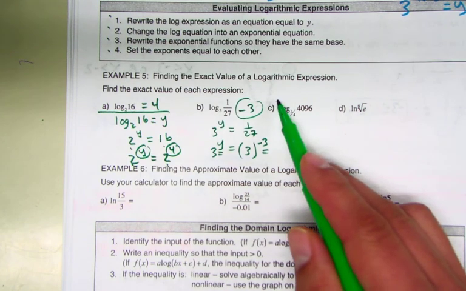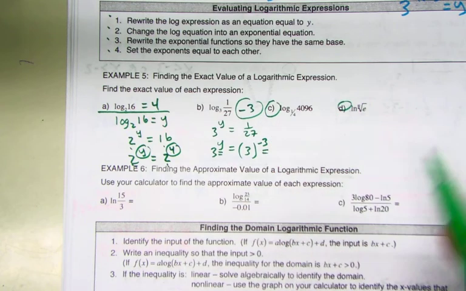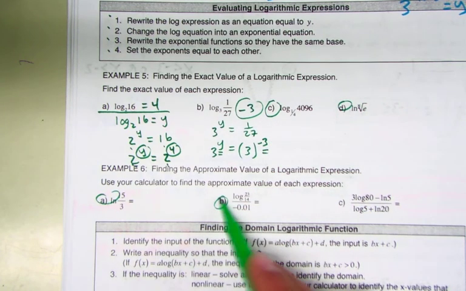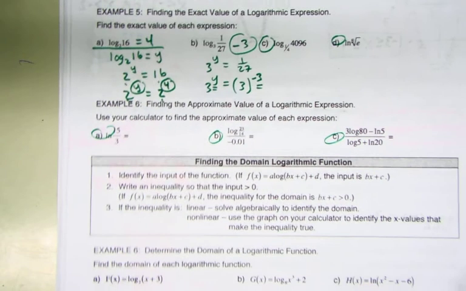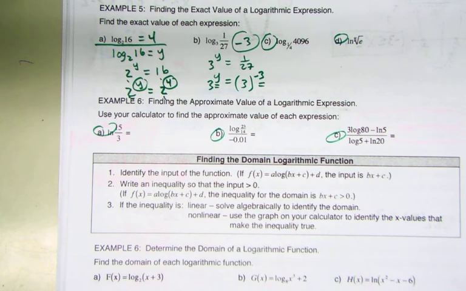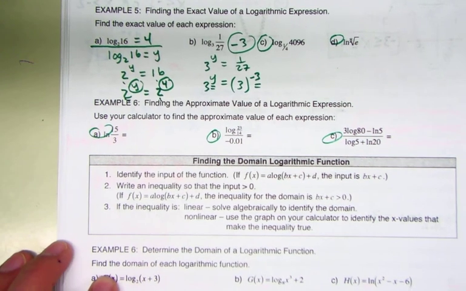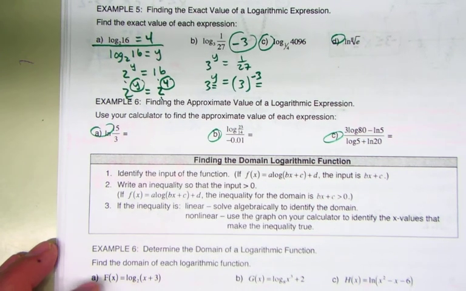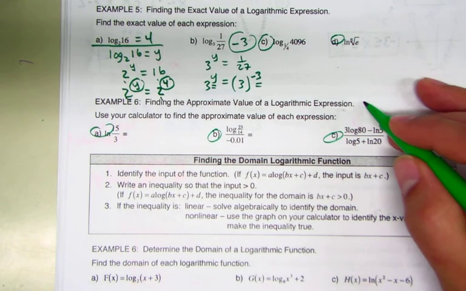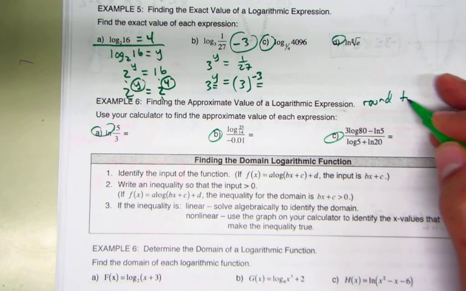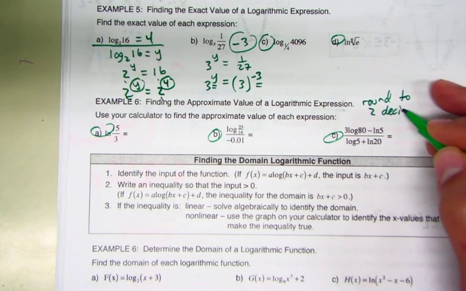Why don't you guys do C? You know what? Finish this example and example 6. Let's get comfortable using the calculators for example 6, especially if you want to try C and D without. Go for it, and then we'll be almost done. And for 6, let's go ahead and round to 2 decimal places.